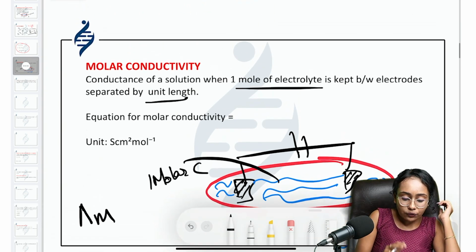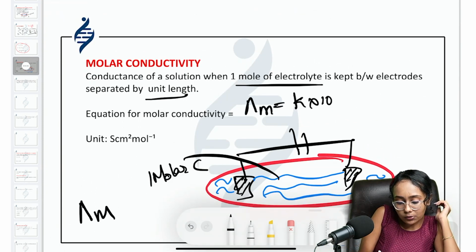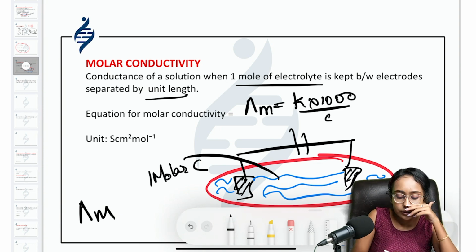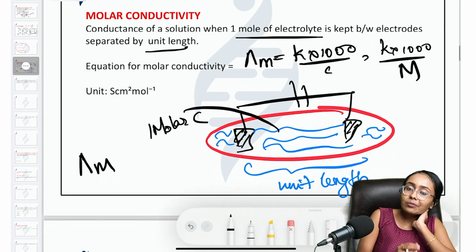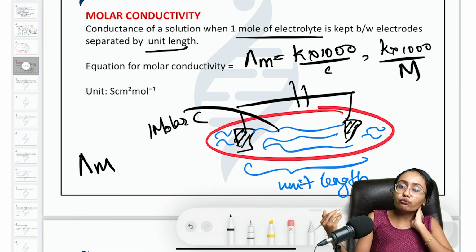So the equation for molar conductivity is lambda m equal to K into 1000 by C, where K is the conductivity and C is the concentration. Or we can also use the other equation, K into 1000 by molarity. Molarity means N by V, where V can be taken upward. So it is K into 1000 into V by N.